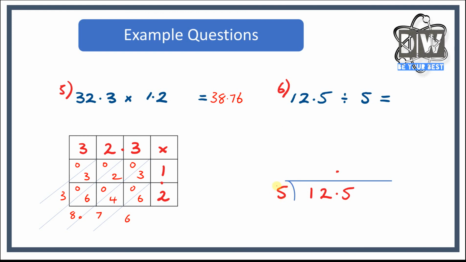Now we've got how many 5s go into 1? Well, they don't. But how many 5s go into 12? Okay, so 2 go into 12 because 2 times 5 is 10, but I've got 2 remainder. How many 5s go into 25? Well, that's a 5. So my answer would be 2.5. And that is it. It is now time for you to enjoy the quiz.